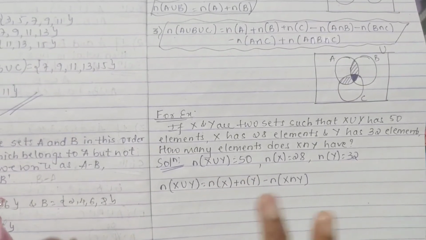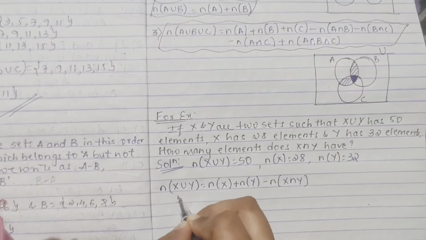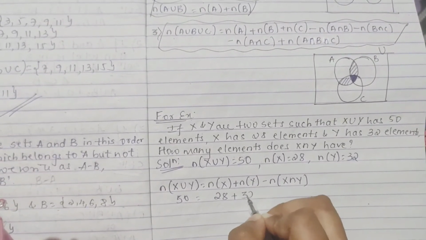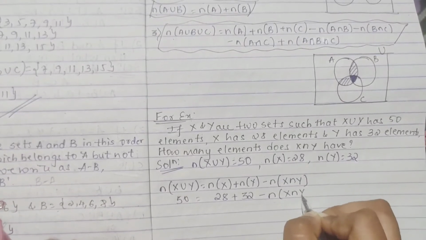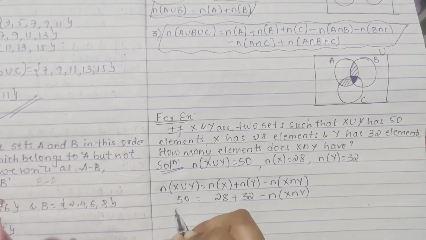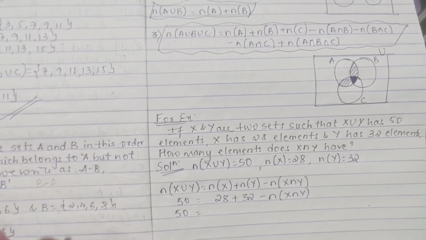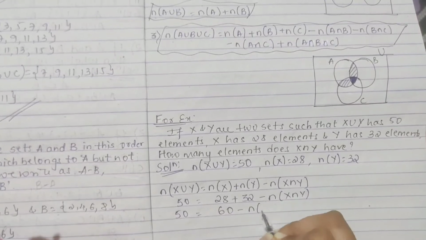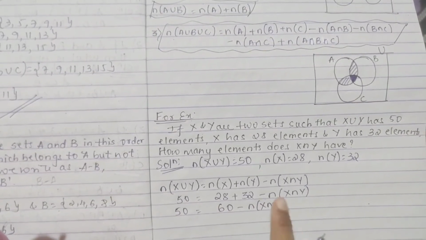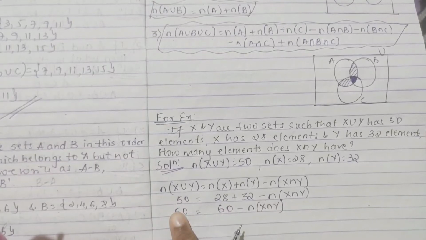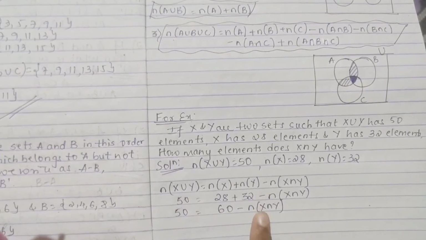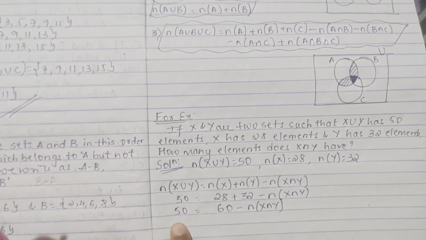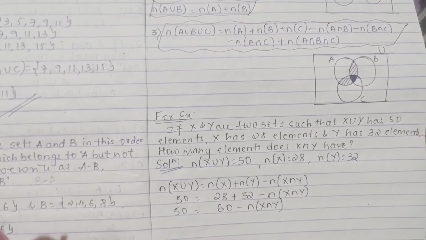So we'll substitute whatever numbers they have given. x union y is 50, so here 50. n of x is 28, n of y is 32. This I'll keep as it is. First add it up. Keep this 50 as it is. 28 plus 32 is 60. So minus n of x intersection y, you get 60. I have to find this, so I'll take this to the left hand side and 50 to the right hand side. I shift both, because I have to find this and it is negative. When this goes here, it becomes positive, and 50 when it comes here becomes negative.